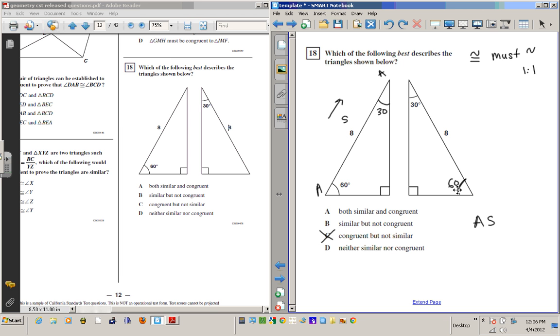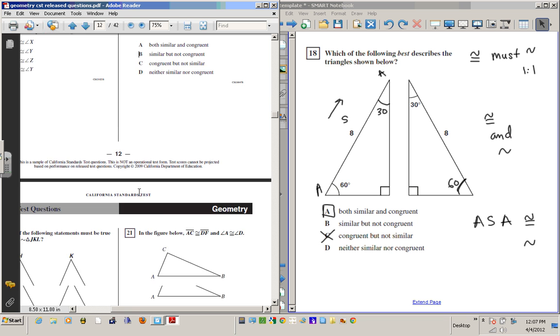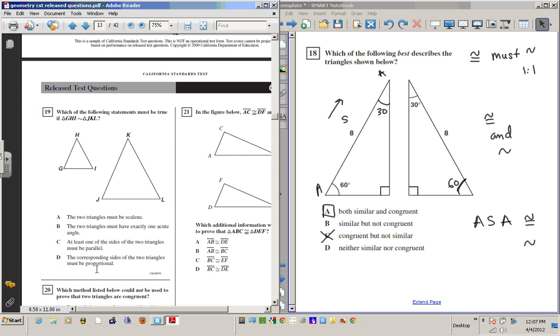Okay? So by ASA, that means that they're congruent. But if it's congruent, it's also similar. So these two triangles are congruent by ASA and similar, because all congruent triangles are similar. Alright, so our answer is B. Oh wait, I'm sorry. The final answer is A. They're both similar and congruent. Okay? Alright, let's move on to question number 19.